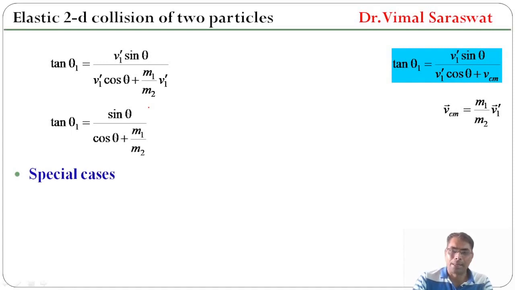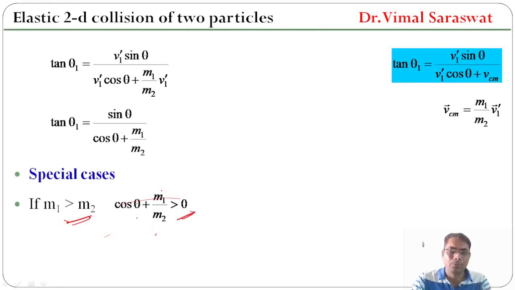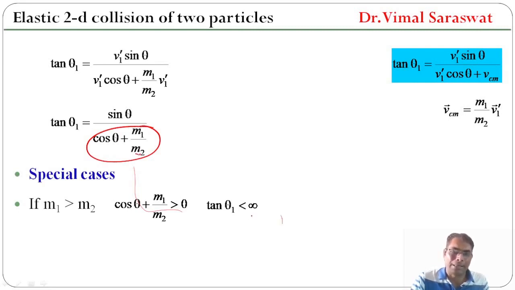Now a special case is if m1 is greater than m2. So if m1 is greater than m2, then cos theta plus m1 upon m2 will definitely be positive. Now if this value is greater than 0, or positive, then tan theta 1 will definitely be less than infinity. It means theta 1 is less than pi by 2.